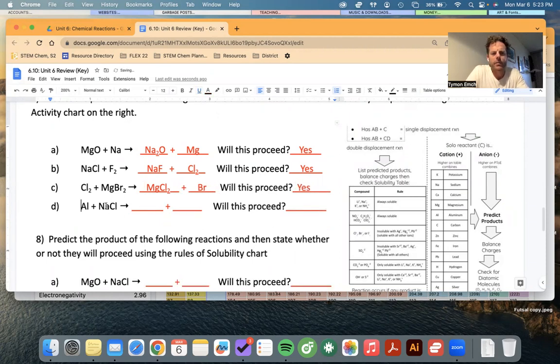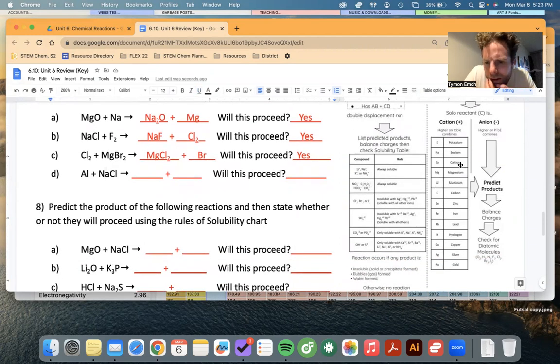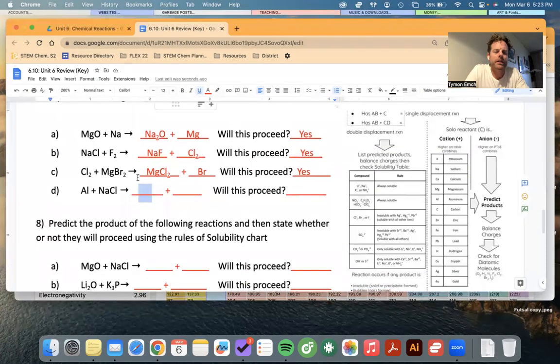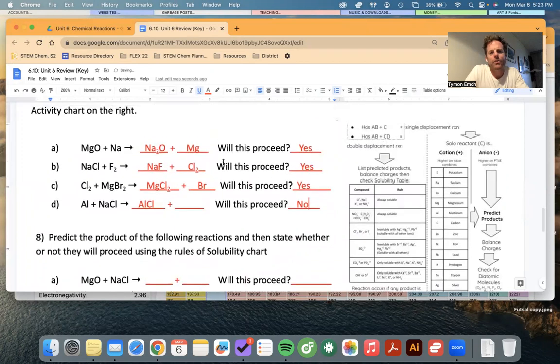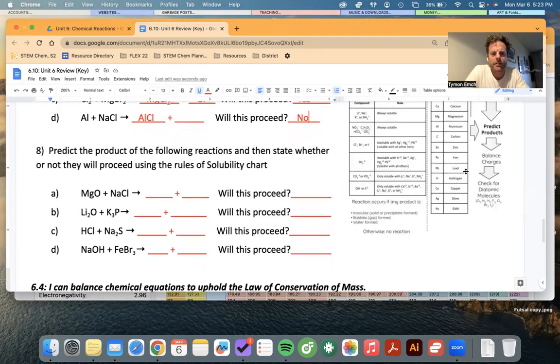Now I have to see: is Al above Na? I look here. Na is up here. Al, where you at, Al? Al is below it, so no, this will not proceed. You could guess what it would be like AlCl, but it's not going to proceed, so you really don't have to spend too much time. So for single replacement reactions, I'm using this over here and the periodic table.